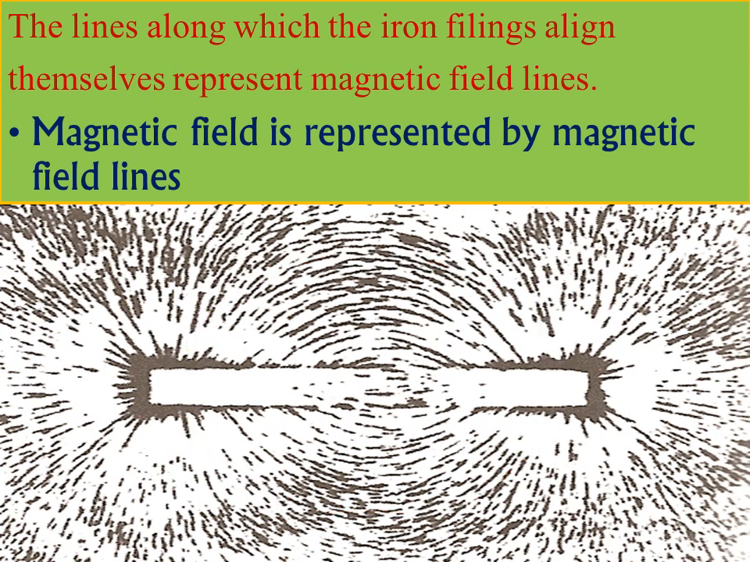This is due to the force exerted by the magnet around it. Therefore, the iron filings also experience this force. The force thus exerted makes iron filings arrange in a pattern. And these lines along which the iron filings align themselves represent the magnetic field lines around this bar magnet. So the magnetic field is represented by magnetic field lines.